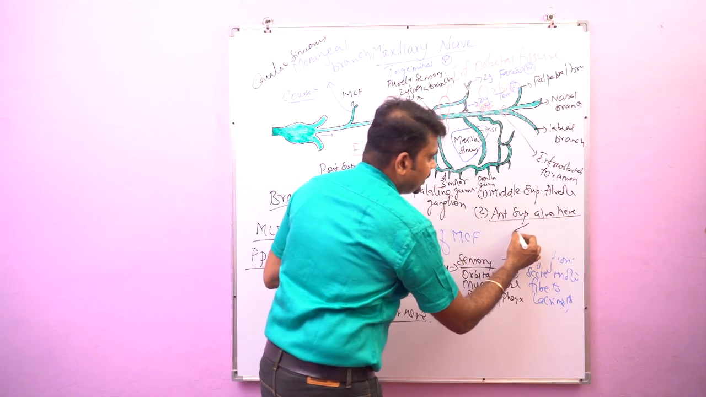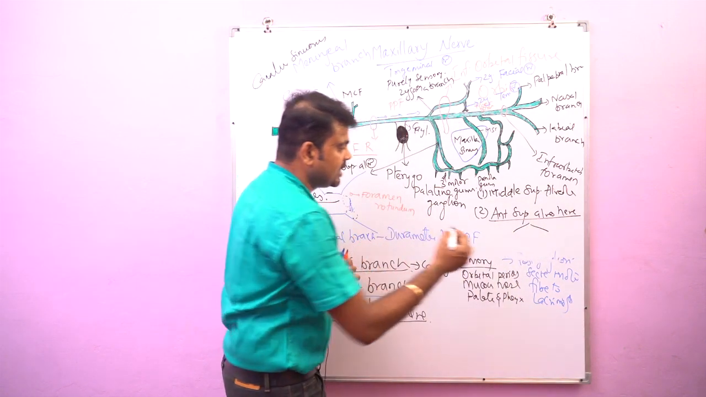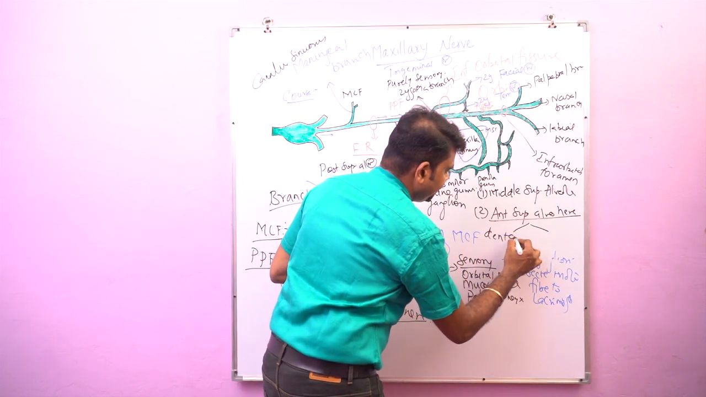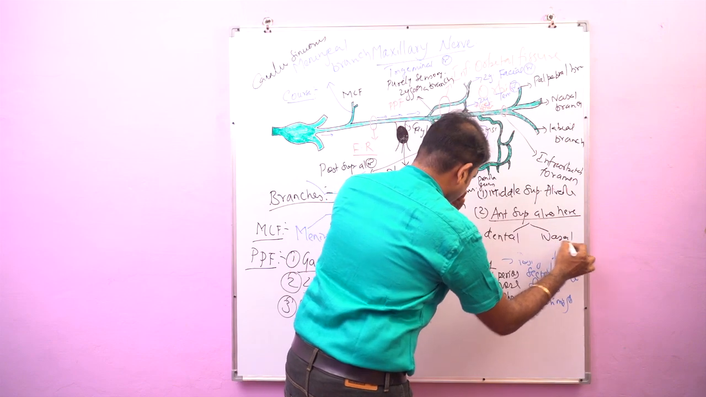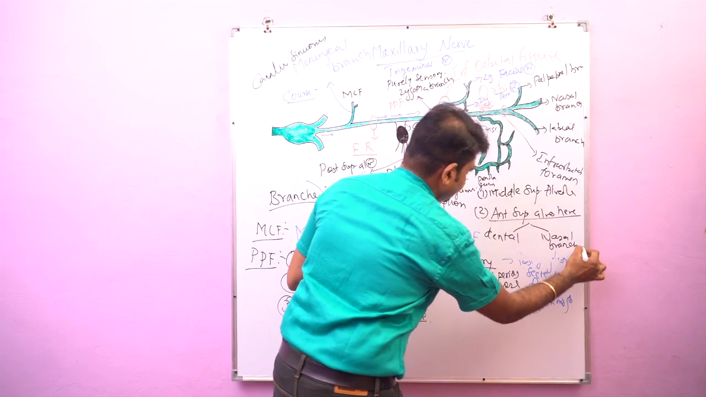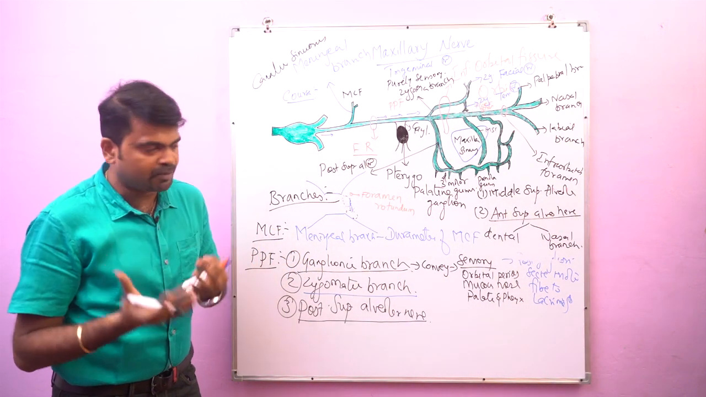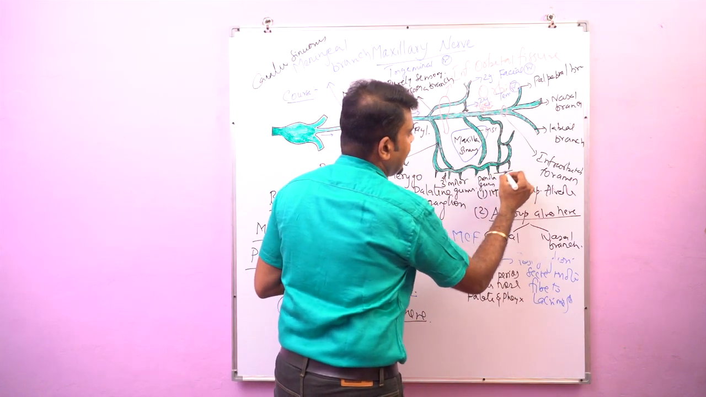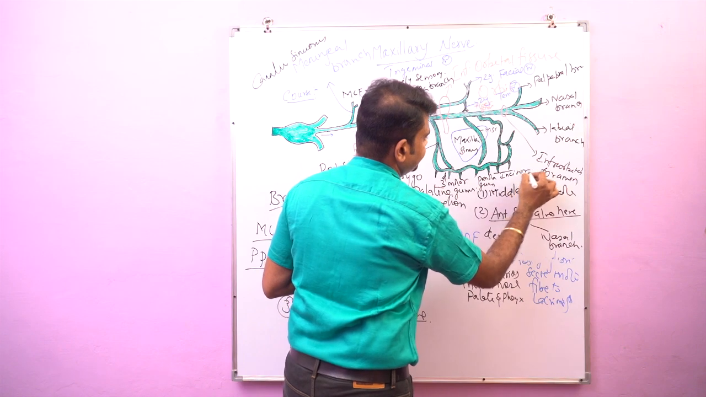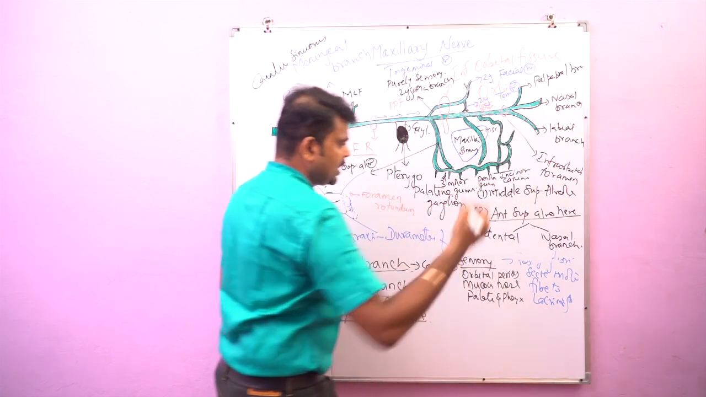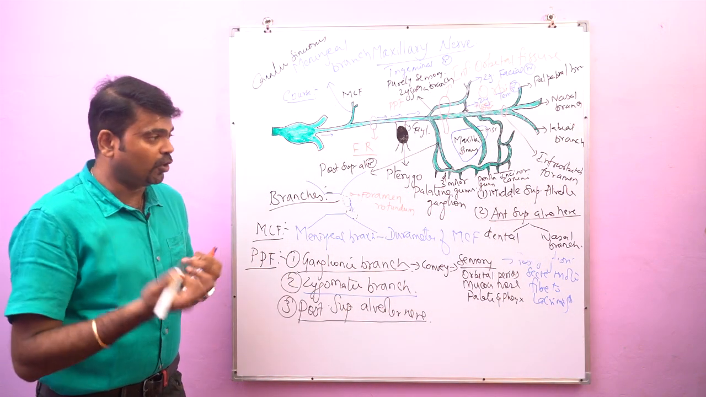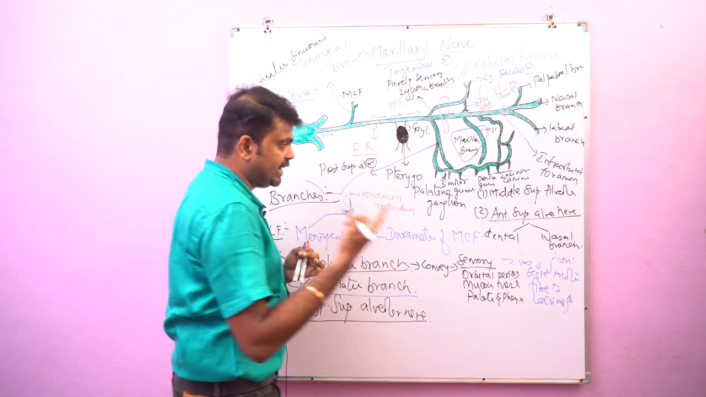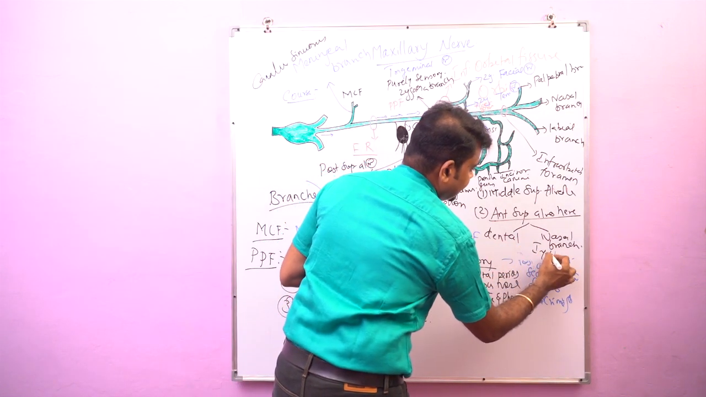So this anterior superior alveolar nerve gives rise to two branches. Number one will be the dental branch. Number two will be the nasal branch. So this dental branch breaks up to form a superior dental plexus and supplies the incisor teeth and canine teeth and adjoining gums. Whereas the nasal branch is going to supply the lateral wall of the nasal cavity including the inferior meatus.